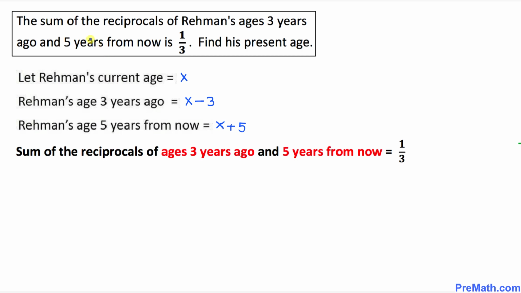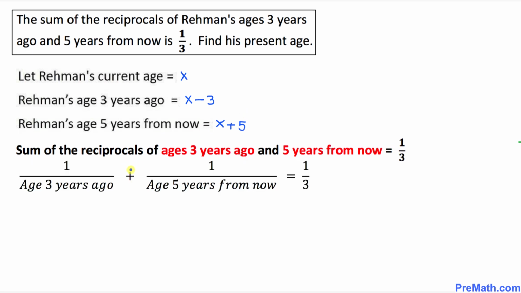And according to the question, we have been given the sum of reciprocals of ages 3 years ago and 5 years from now equals 1 over 3. So we can mathematically write the sum as plus, and the reciprocal of age 3 years ago I can write as 1 over that age, and the reciprocal of age 5 years from now I can write as 1 over this thing, equals 1 over 3.